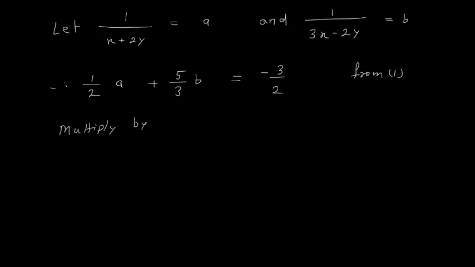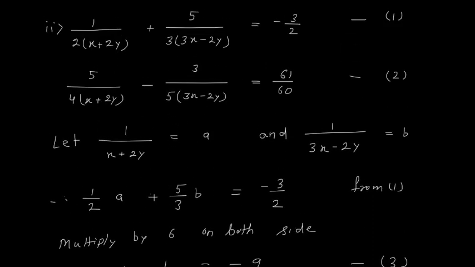So multiply by 6 on both sides. This first term when multiplied by 6, I will get 3a. The second term when multiplied by 6, the 3 and 6 cancel, I get 10b, equal to, when this is multiplied by 6, minus 9. So consider this as equation number 3.